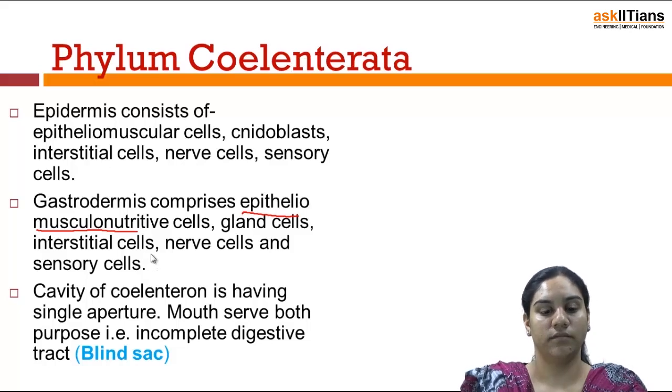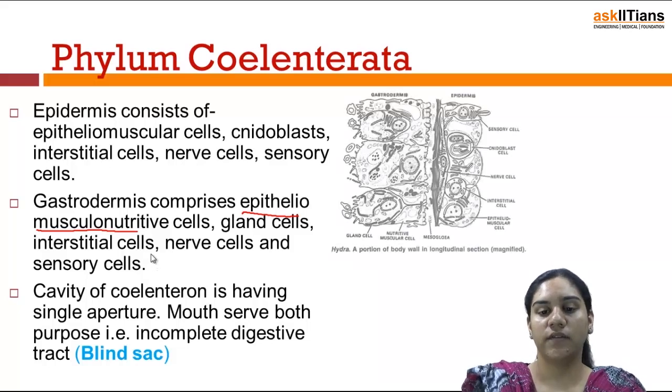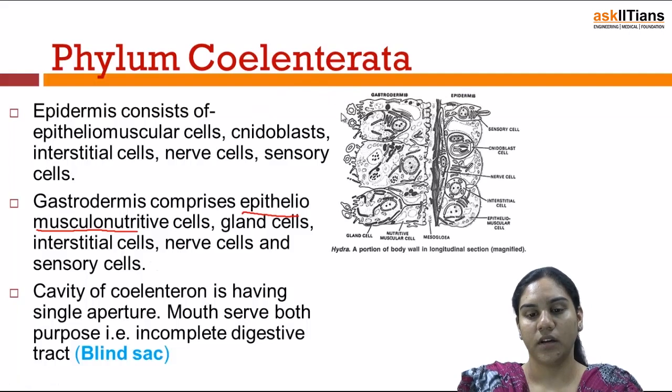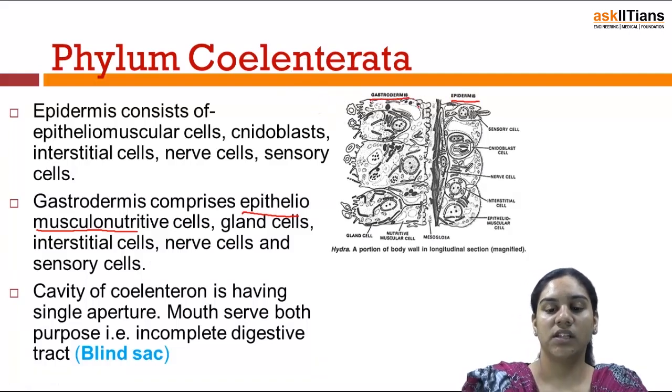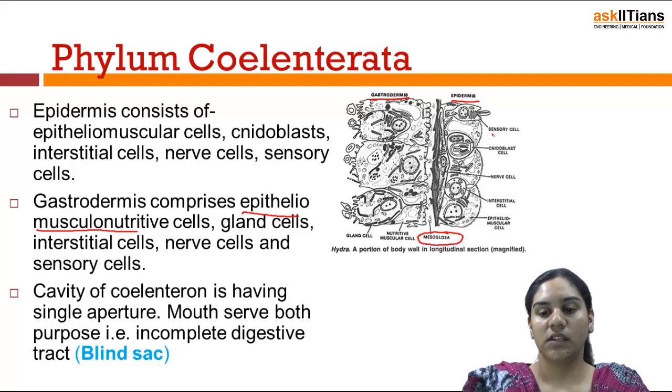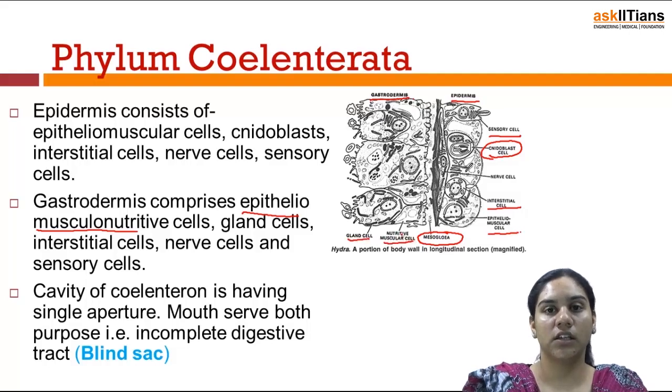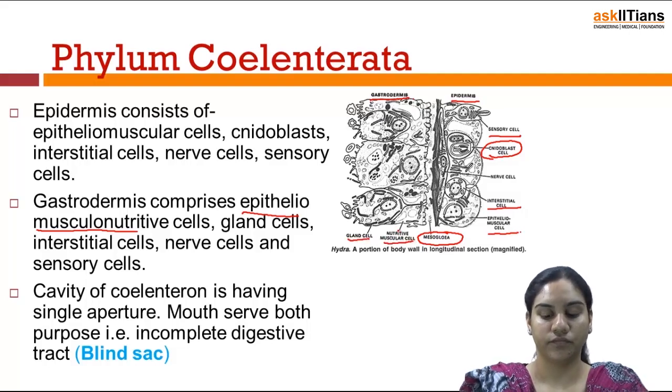Here in this figure, you can see the epidermis layer and the gastrodermis, which are separated by a gelatinous matrix known as the mesoglea. In the epidermis, you can see the presence of cnidoblast cells, sensory cells, interstitial cells and epitheliomuscular cells, and in the gastrodermis, gland cells and nutritive muscular cells are shown.